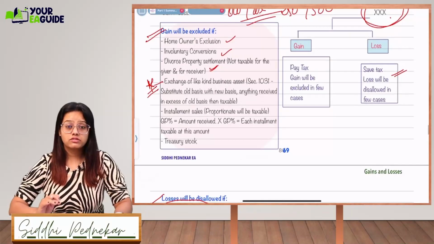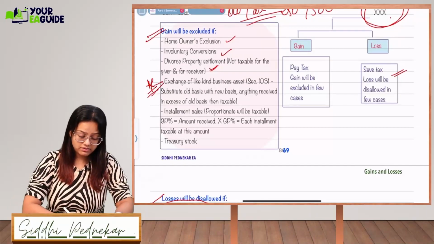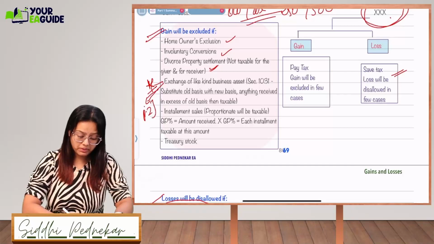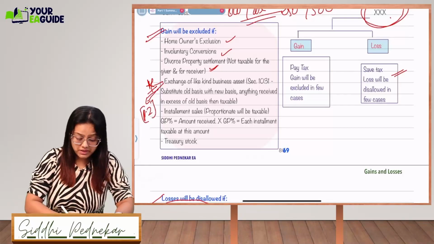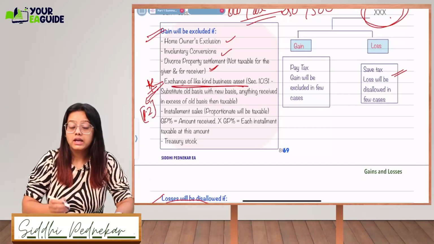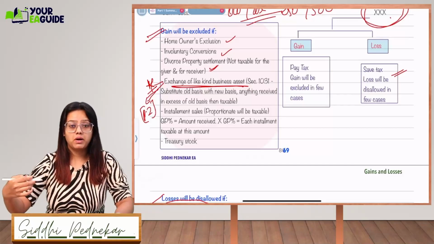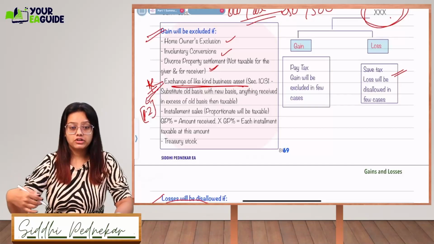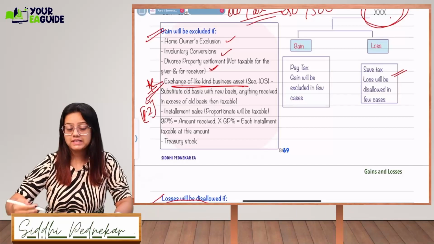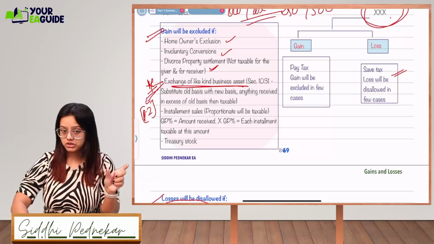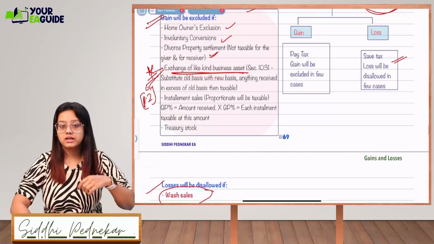Okay, exchange of like kind business, this will be a part of your part 2 topic. So right now I'm not going to explain this again and again. This is again going to be covered in your part 2 topic. Whenever we do the part 2 revision, please make sure to at least revise that much topic, but I'll explain just a glimpse of it.